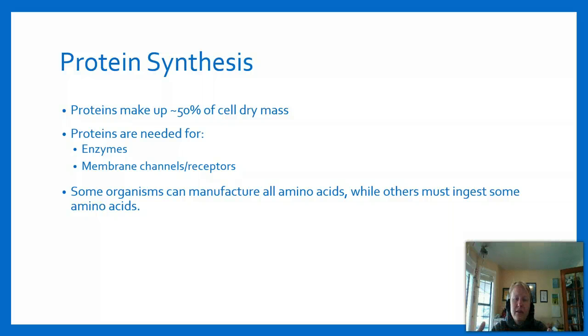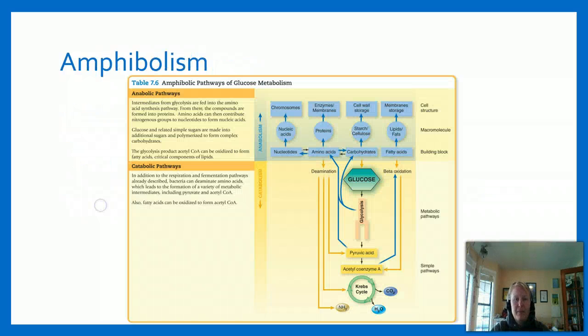Some organisms can manufacture all of the amino acids, while others have to ingest some of those amino acids. We talked about this a little bit in class, where we have essential amino acids that we have to eat because we can't create all 20 amino acids, while some organisms can create all of these amino acids, so they don't need to worry about it too much.